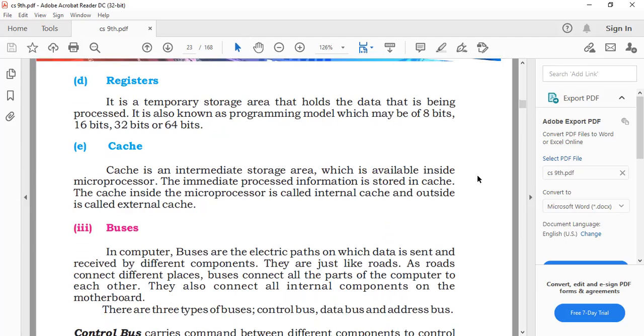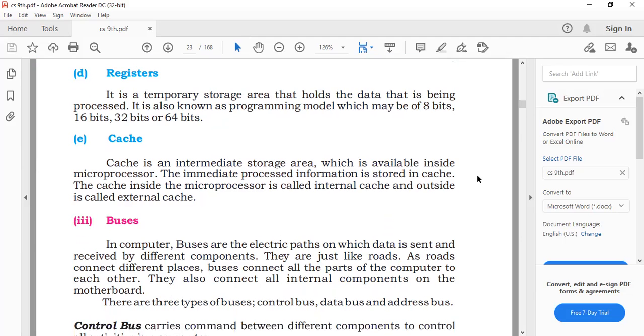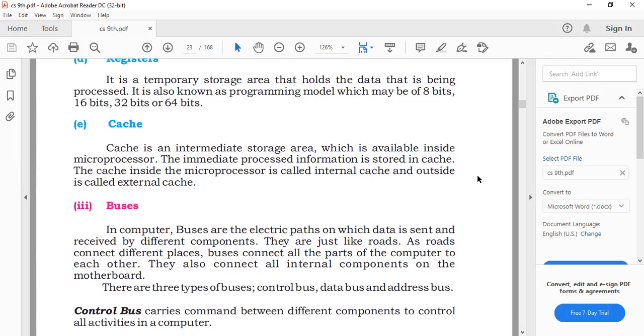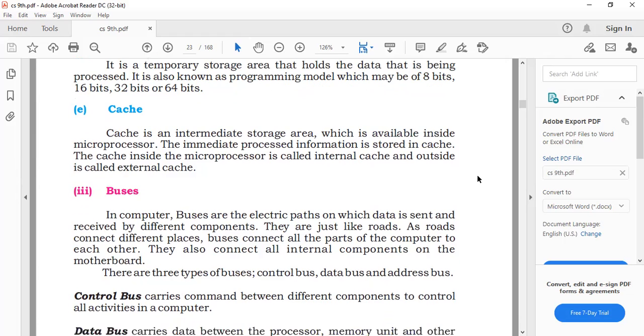Immediate means hurry. Immediate process information is stored in cache. You can also store your information in cache. The cache inside the microprocessor is called internal cache, and the one outside is called the external cache. Something which is inside is called internal, and something on the outer surface is called external.